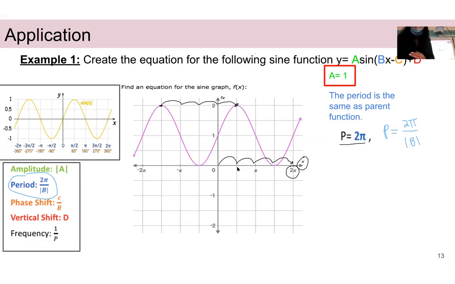Oh, and then Danny, so Danny did, wait, Danny, is that you describing how you found your B term?